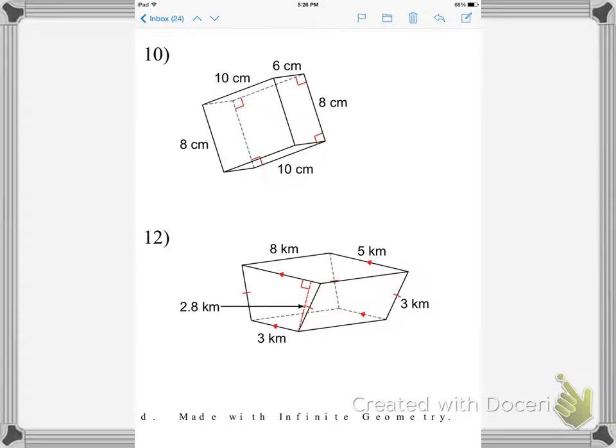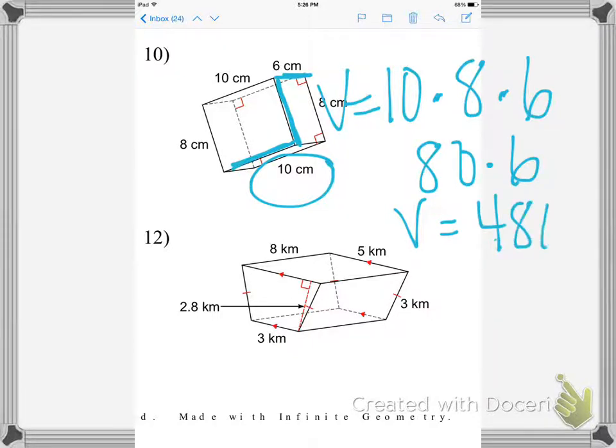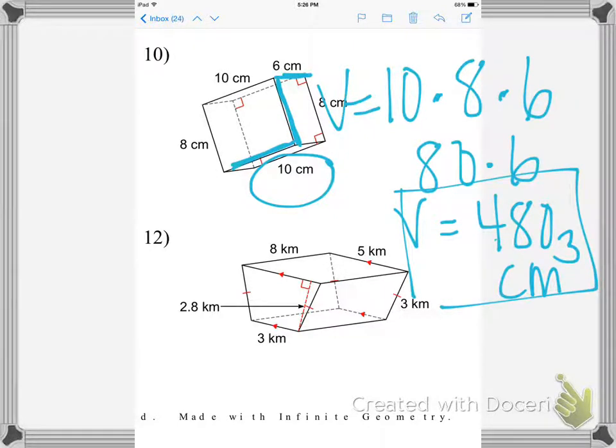Okay, so here's number 10. Number 10 is a rectangular prism. So like I just said, you can use the shortcut. Multiply your 3 dimensions. So we have 10 is this piece. This is 8, and then the depth is 6. So 10 times 8 times 6 is our volume. So this is 80 times 6. So volume is 480 centimeters cubed. Okay, so that's a little trick that you can use for rectangular prisms.